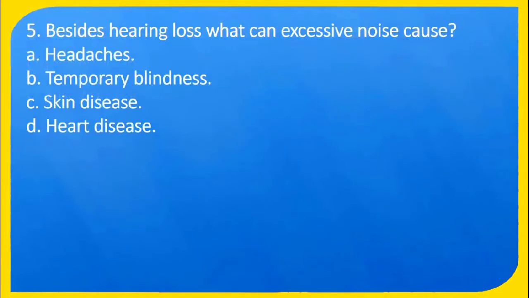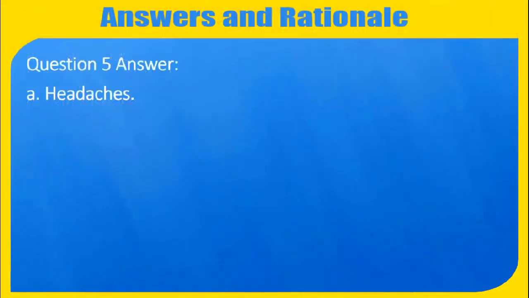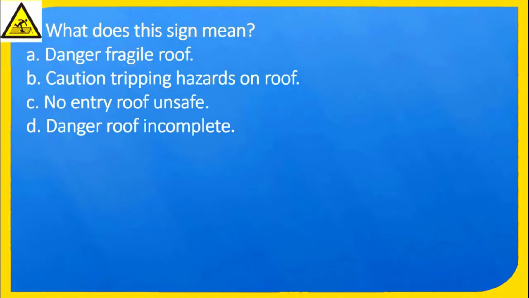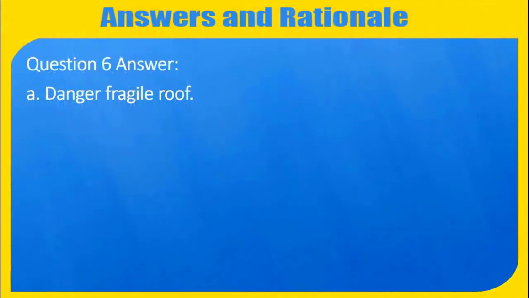Question 5. Besides hearing loss, what can excessive noise cause? A. Headaches. B. Temporary blindness. C. Skin disease. D. Heart disease. Question 5. Answer. A. Headaches. Question 6. What does this sign mean? A. Danger, fragile roof. B. Caution, tripping hazards on roof. C. No entry, roof unsafe. D. Danger, roof incomplete. Question 6. Answer. A. Danger, fragile roof.